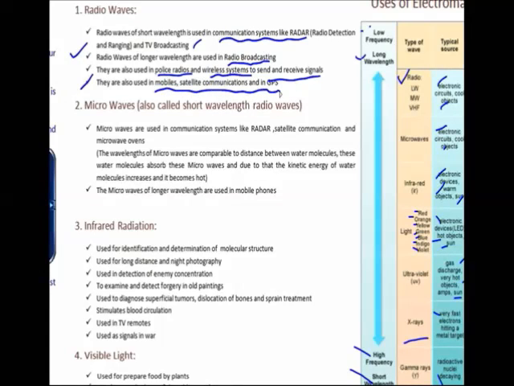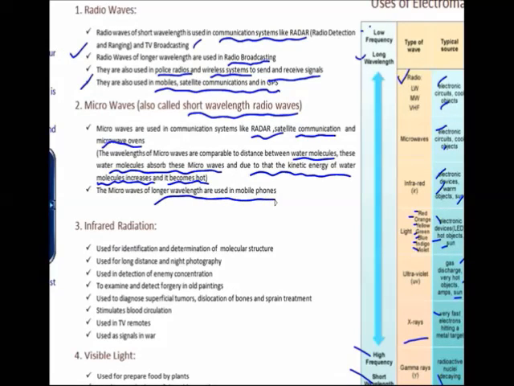Now coming to the next one, called microwaves. They are also called short wavelength radio waves. They are basically used in communication systems like radar, satellite communication and in microwave ovens. In microwave ovens, it so happens that the wavelength of these microwaves is comparable to the distance between the water molecules. These water molecules absorb these electromagnetic microwaves, and due to that the kinetic energy of the water molecule increases and it becomes hot. The microwaves of longer wavelength are used in mobile phones.